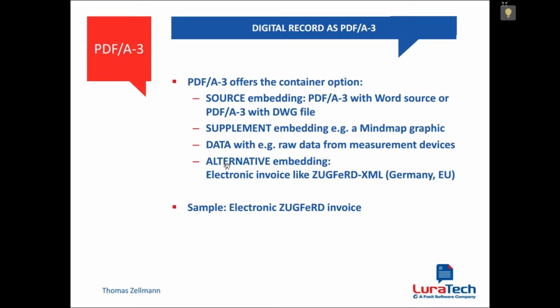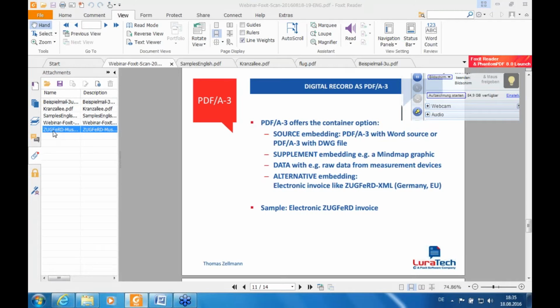Then it's data, another option. This is what we see, for example, in medical applications when people have raw data or things like that. And then we have the alternative type. This is if you have an alternative representation, and a very famous example, which is here in Germany, but also in Europe and also in other countries, where, for example, I know this from Brazil, that you can have the invoice also as an XML file. And I also have a short example here. So this is the invoice.